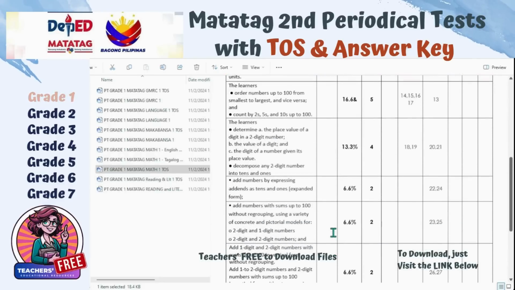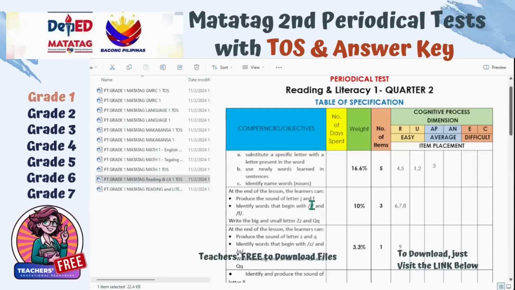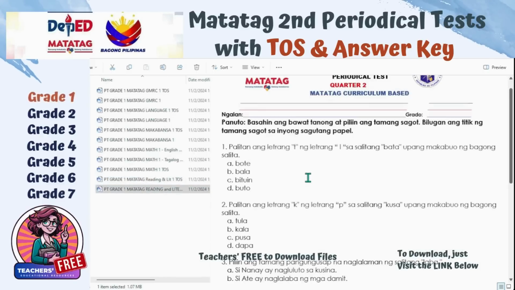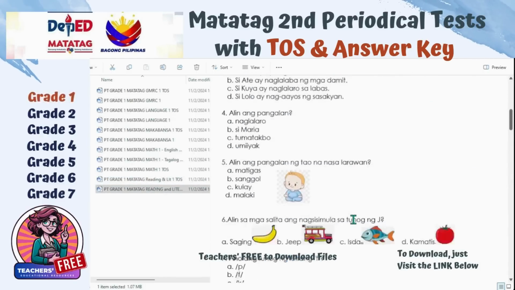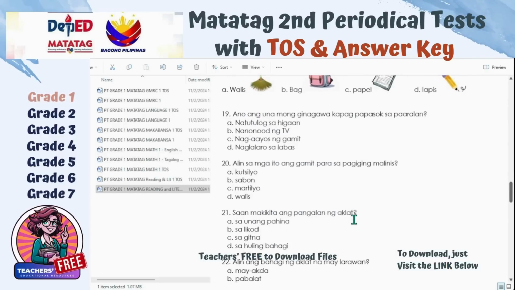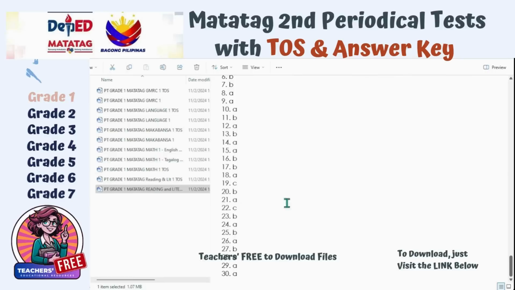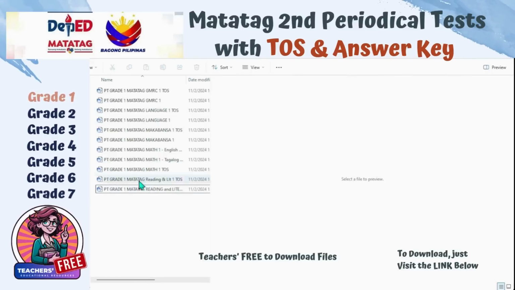When it comes to place value, you'll determine the value of digits in 2-digit numbers and break them into tens and ones. For addition, you'll add numbers up to 100 in expanded form and with concrete models, without regrouping. You'll also solve word problems and create your own involving addition.